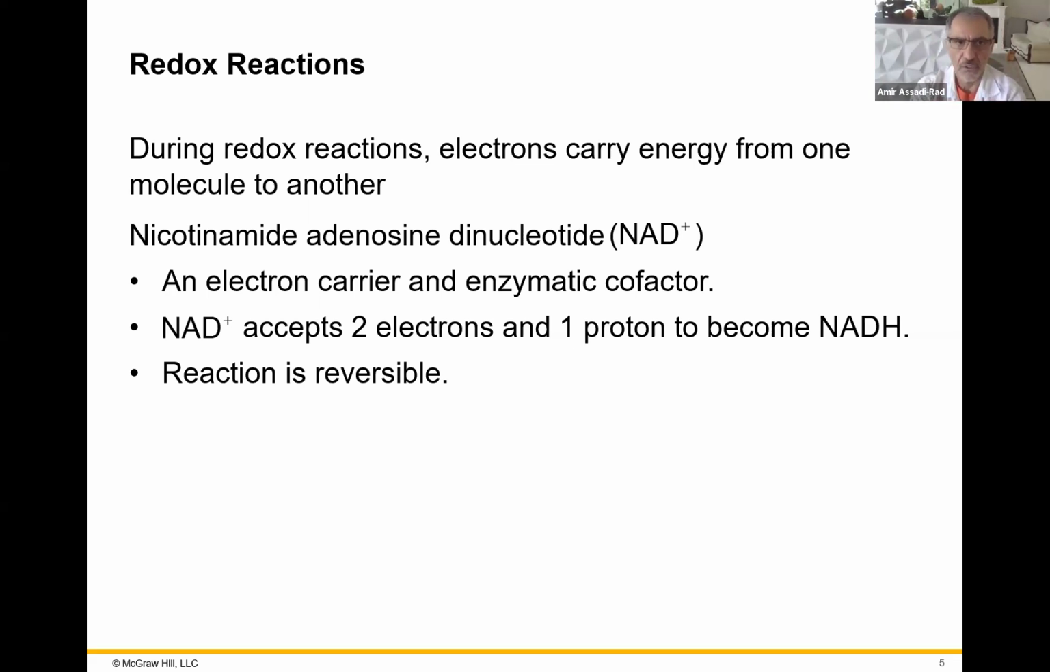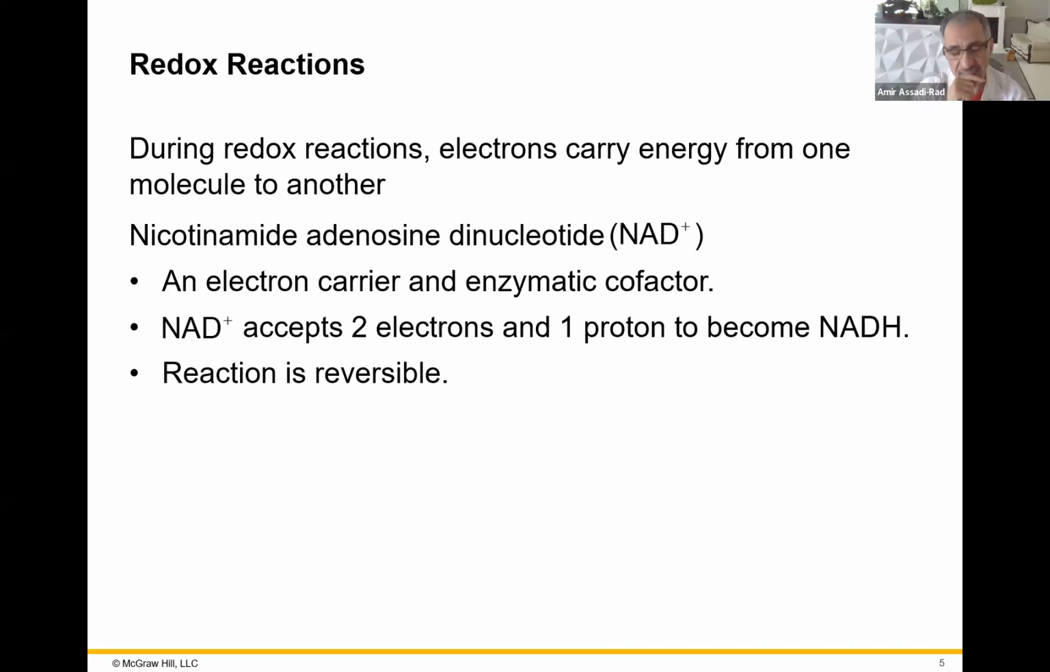So nicotinamide adenine dinucleotide, I'm going to say NAD from now on. The picture might come up or not, they give you the structure of it. An electron carrier, good definition. Electron carrier for enzymatic cofactors. You'll see. So NAD accepts 2 electrons and 1 proton to become NADH from the breaking down of the glucose molecule.